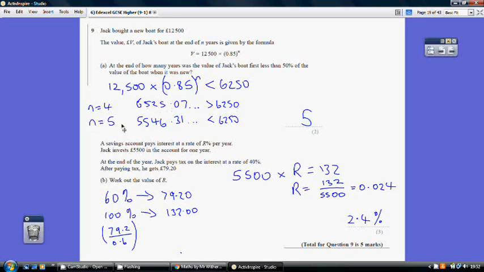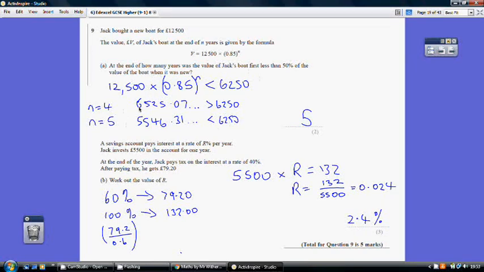So let's try 5 years. Popping 5 into this, 12,500 times 0.85 to the power of 5, I now get 5,546, which is less than 6,250. So 5 years is the number of years until it's first less than 50% of the value of the boat when it was new.